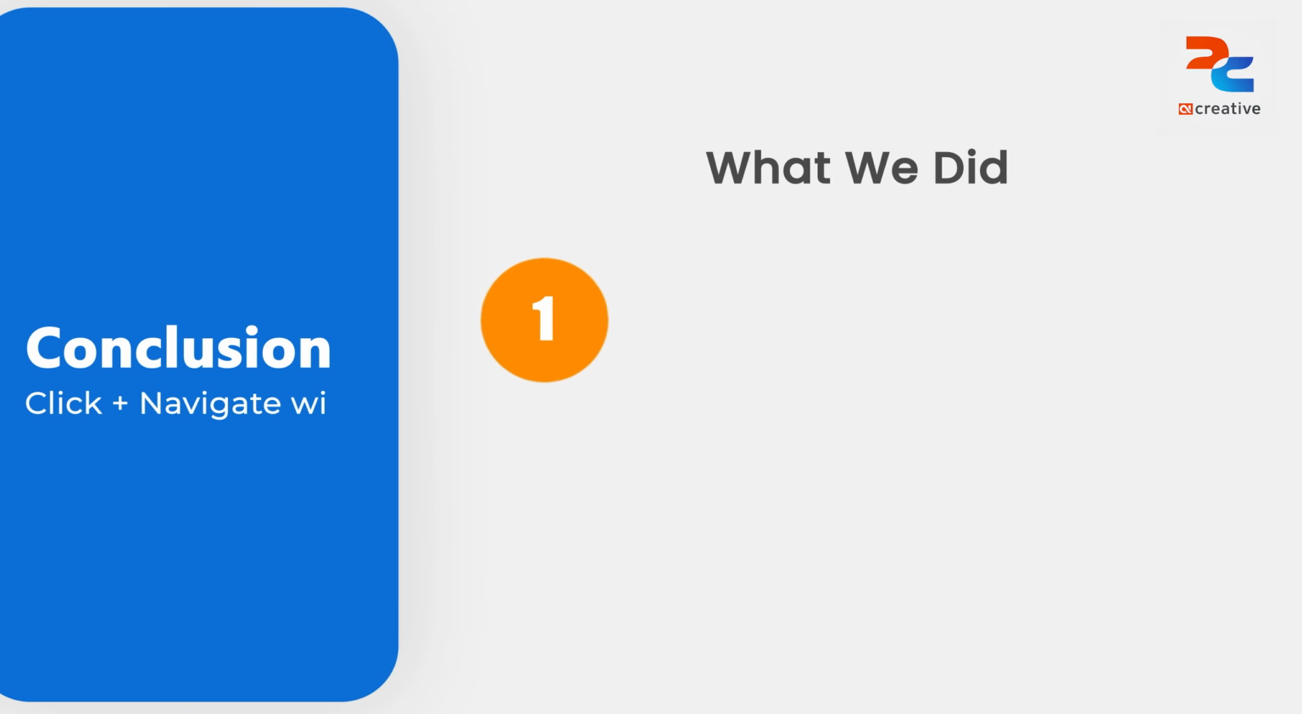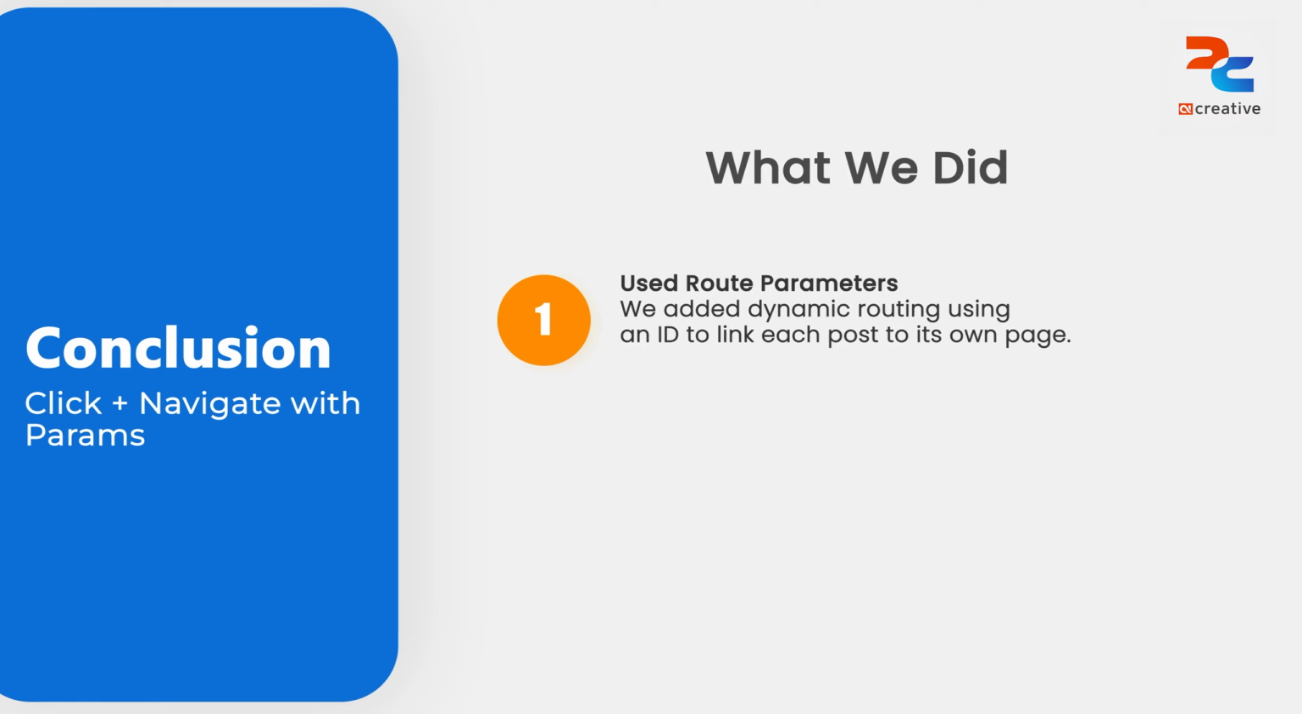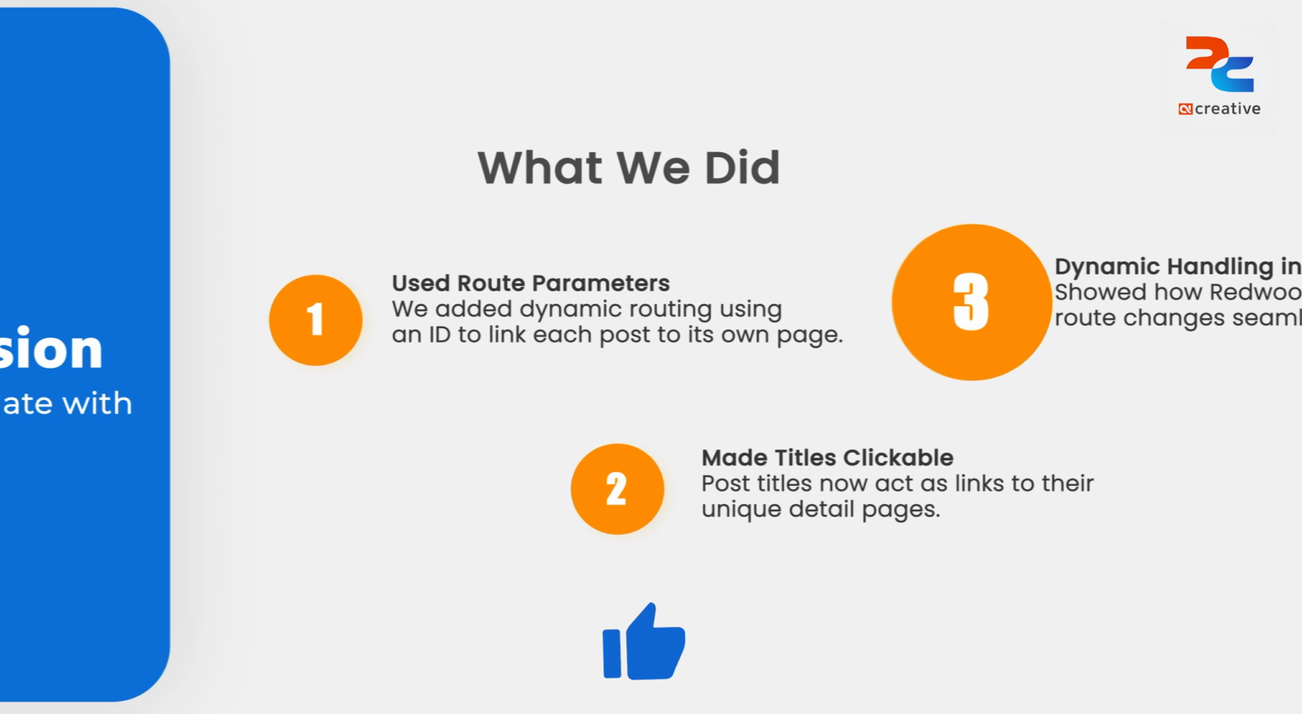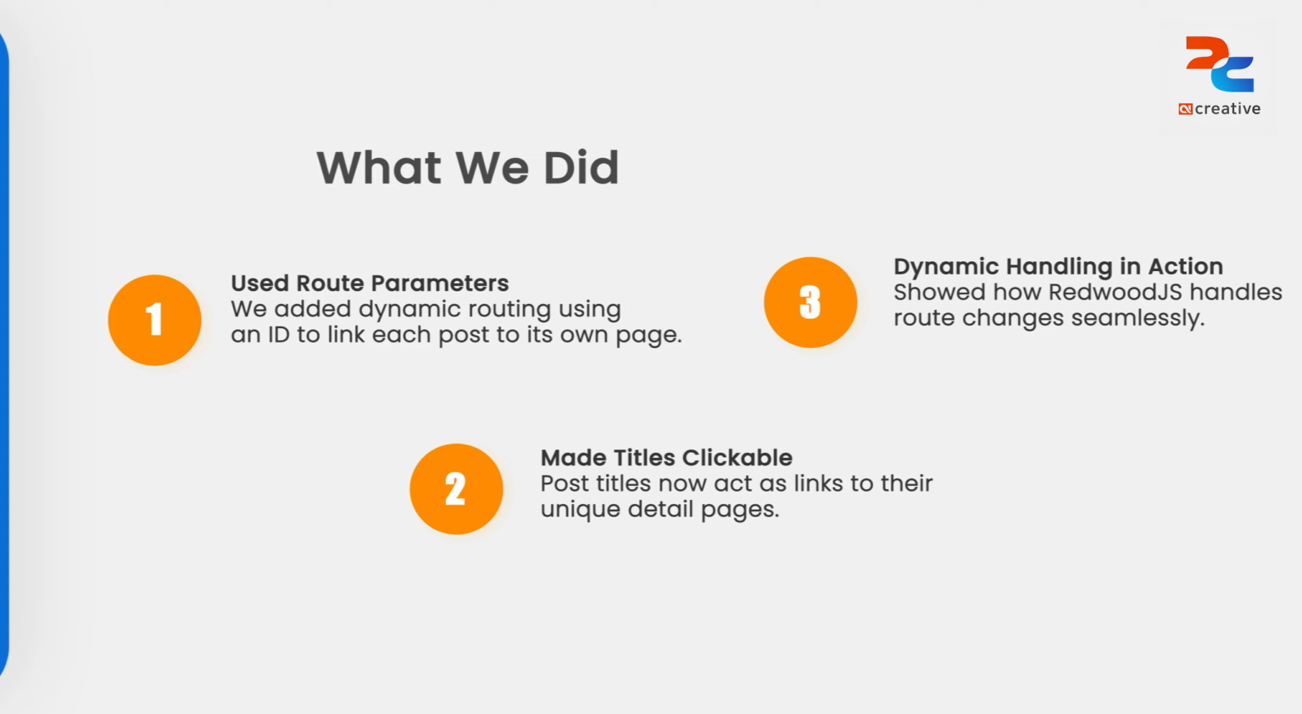Alright, quick recap. We added a dynamic route using ID int, passed the route parameter to our page, made our article title clickable, and saw how Redwood handled dynamic routes beautifully. In the next video, we will explore more.